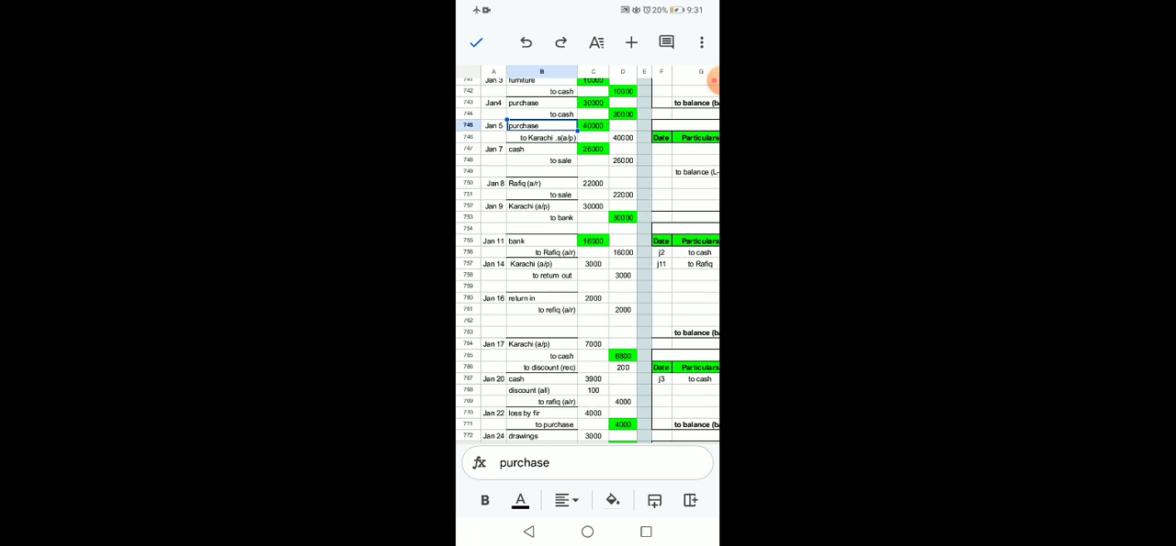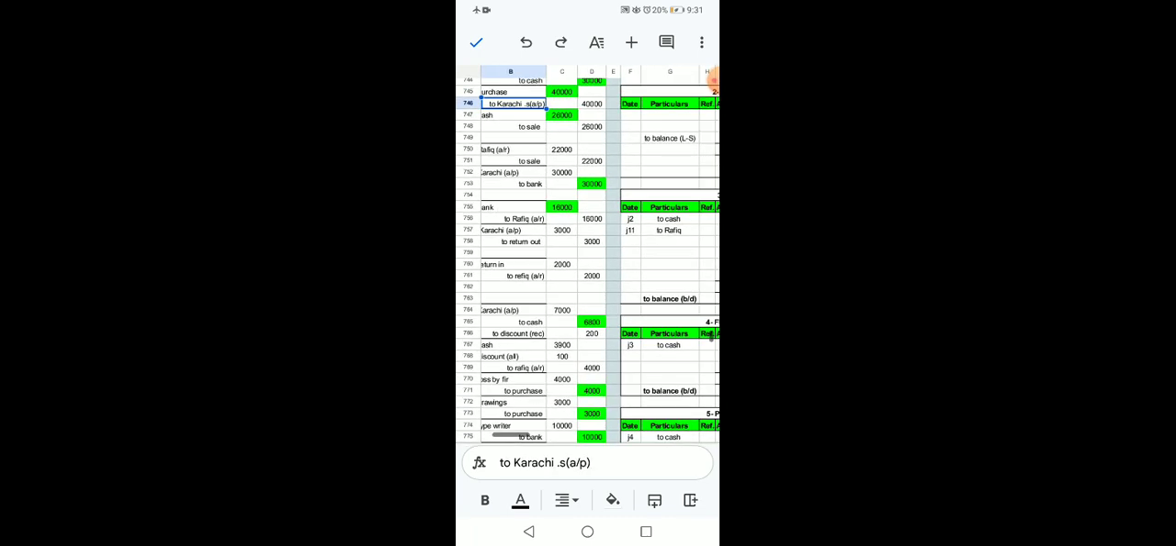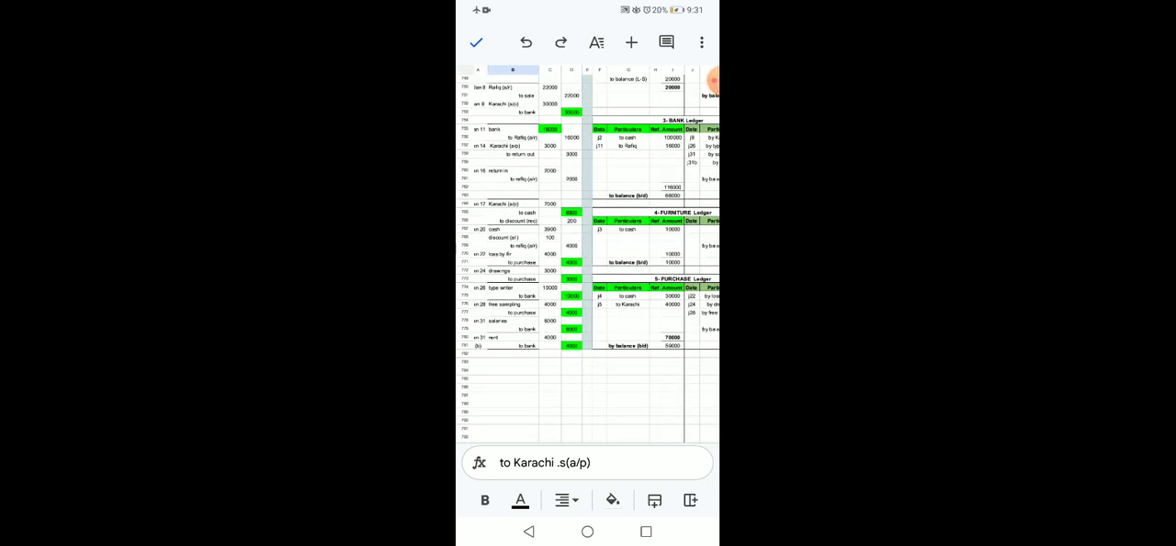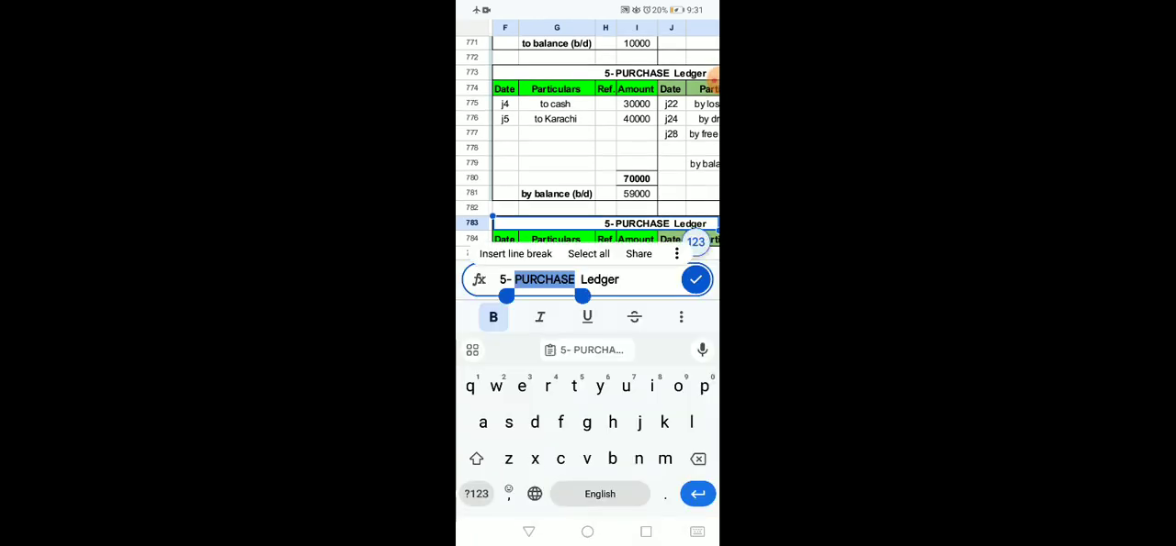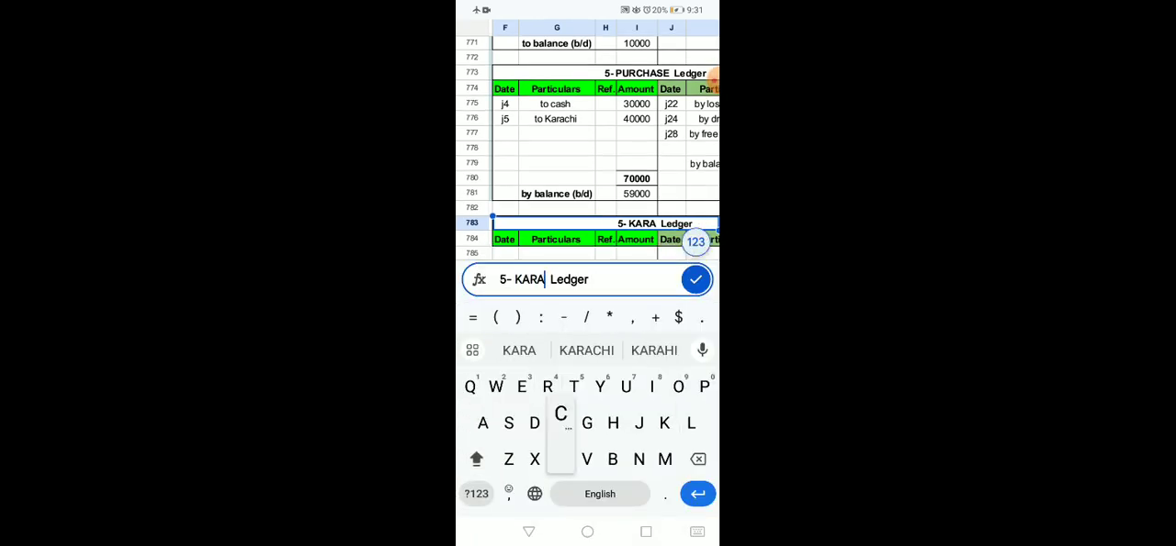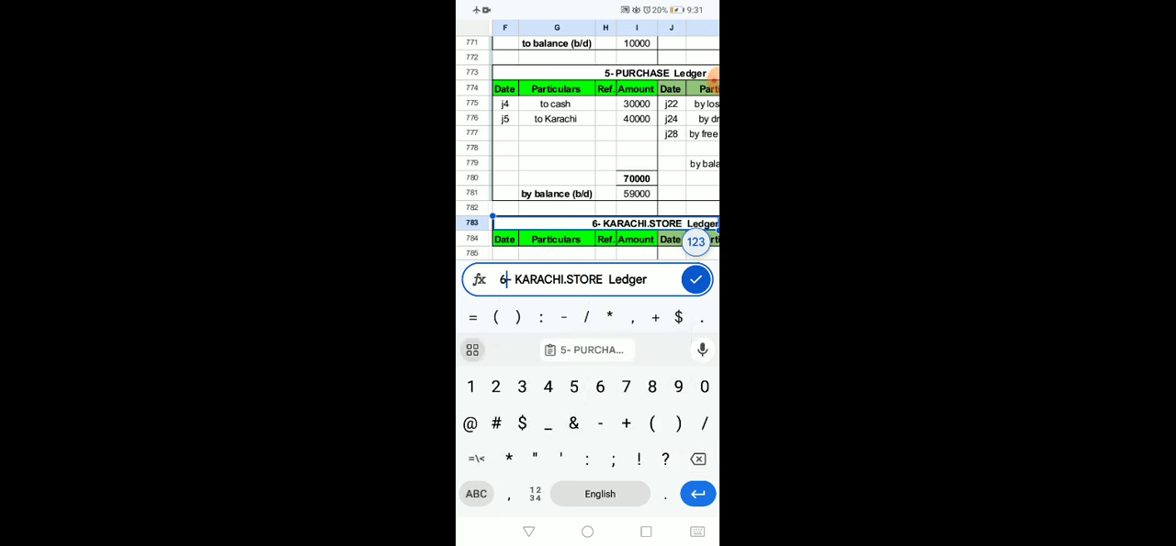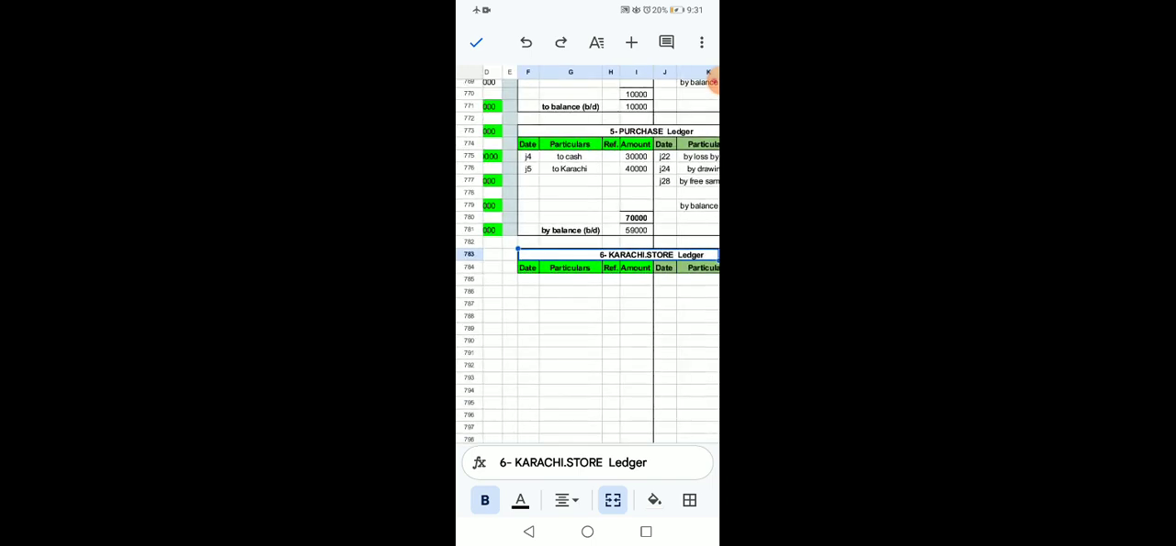Purchase entry is completed. Next is Karachi store, or that's account payable. I will just take the headings of the previous ledger and will write again. The next ledger title is Karachi store. So just change the title to Karachi store. Okay, now the spellings are correct. Change the number. It's the 6th ledger, Karachi store.